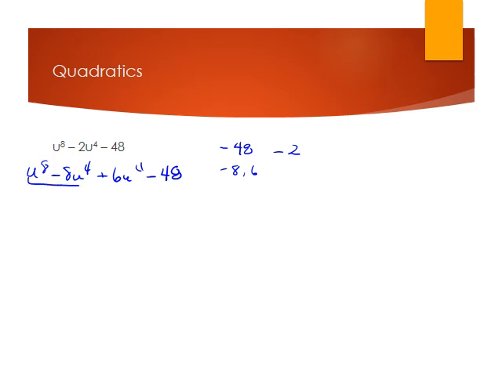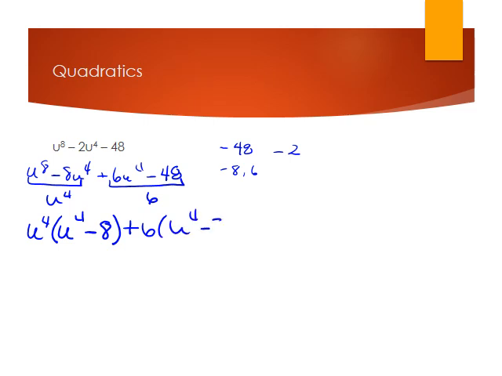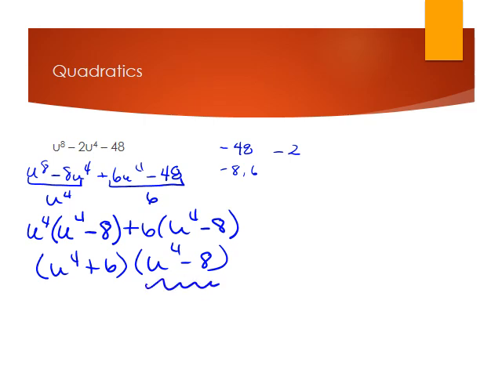All right, so out of here, I'm going to factor out a u to the 4th. So I'm going to get u to the 4th times u to the 4th minus 8. Here I'm going to factor out a 6, and that's going to give me u to the 4th minus 8 again. So my factors are u to the 4th plus 6 and u to the 4th minus 8. The only one we would want to look to see if it factors more is this, because it's got subtraction. U to the 4th is a perfect square, but 8 is not, so it can't be factored any further.